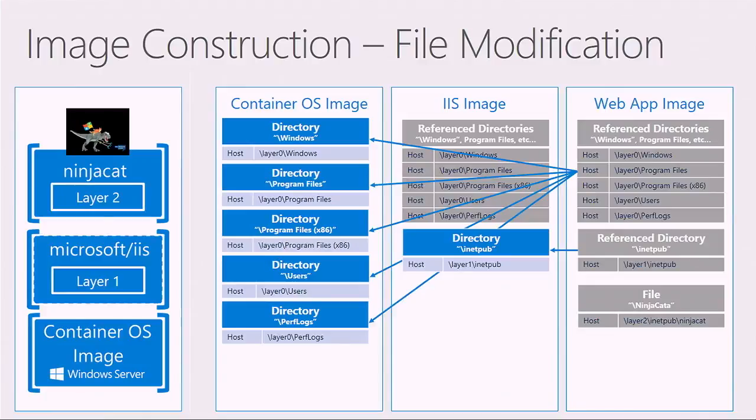Now, I can't use this image without this image being present because they have a dependency on each other. And I can't use this image without the container OS image being present because they have a dependency. But when I have all three of them together, I can run a container off of it, which has my website in it. Pretty neat.